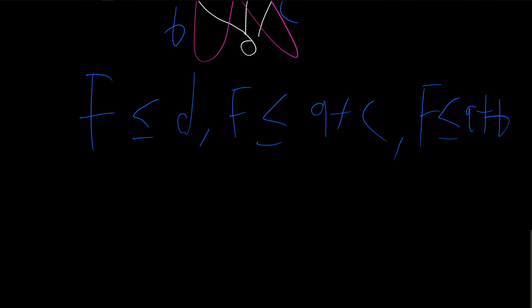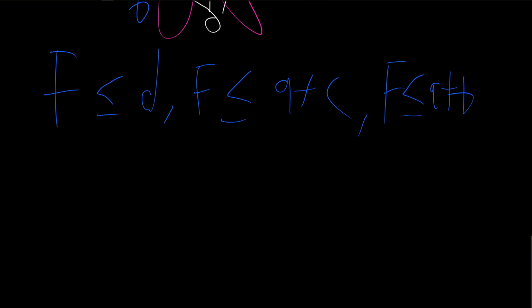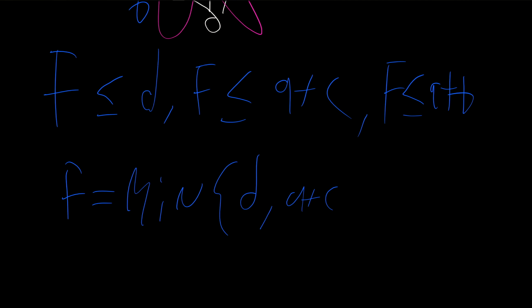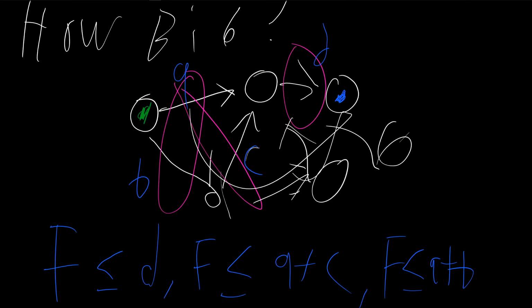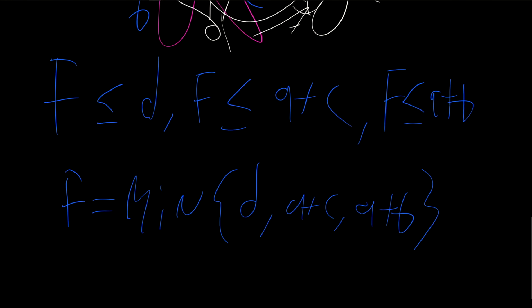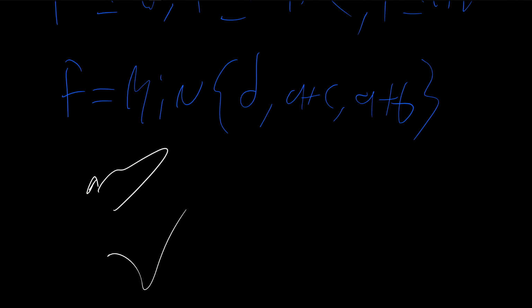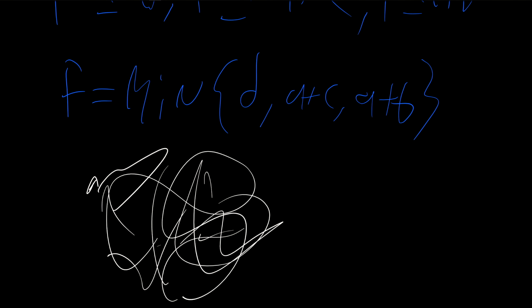I feel like there's a way that makes this easier. F equals the minimum of D, A plus C, A plus B. Note that this network, we could have added a lot more arcs to it. We could have added more nodes. We could really mess that up, right? We could have huge networks, doing all these crazy things.